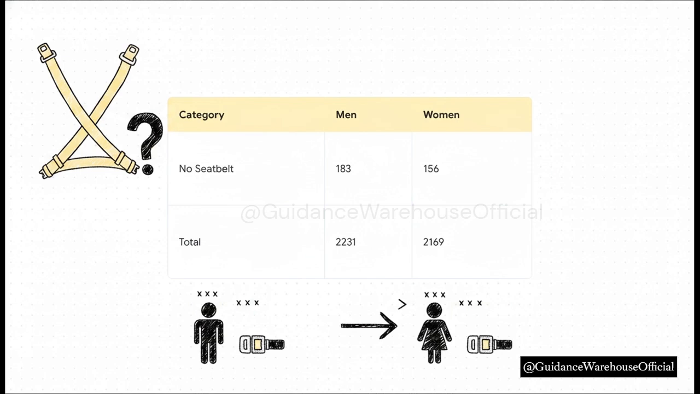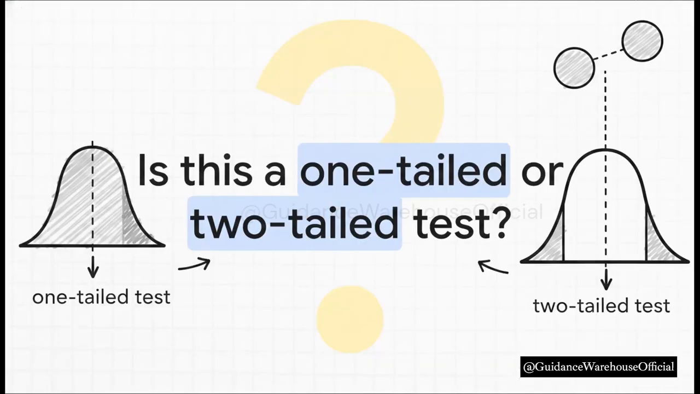Out of 2,169 women surveyed, 156 do not wear seatbelts. Okay, quick question to test your memory from a few minutes ago. Based on the specific wording of this problem, what kind of test do we need to set up here? Are we doing a one-tailed or a two-tailed test? Take a second. Think about what the researcher is actually trying to prove.